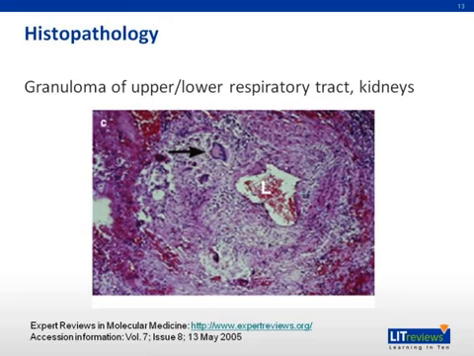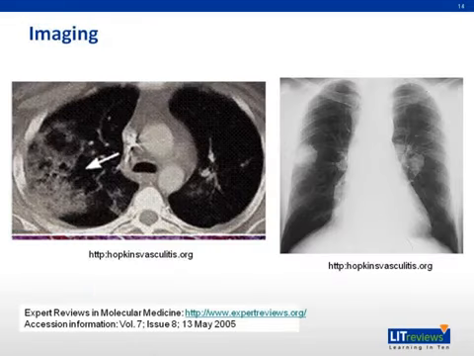Histopathology. Granulomas of the upper and lower respiratory tract and the kidneys are the most common finding in GPA. Granulomas are organized collections of monocytic cells which are surrounded by T cells, B cells, or eosinophils. Granuloma formation is a normal host response to a poorly degradable intracellular pathogen. Imaging in GPA. This is an imaging of the parenchymal nodules which are seen on pulmonary CT that we mentioned earlier. The pulmonary hemorrhage of GPA appears as bilateral diffuse fluffy infiltrates on a chest X-ray.